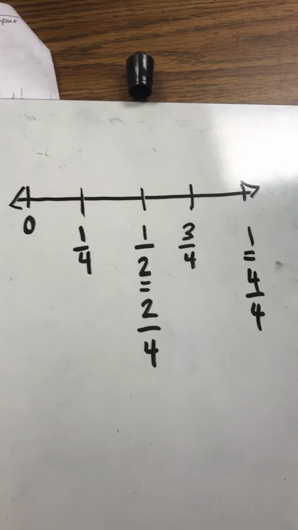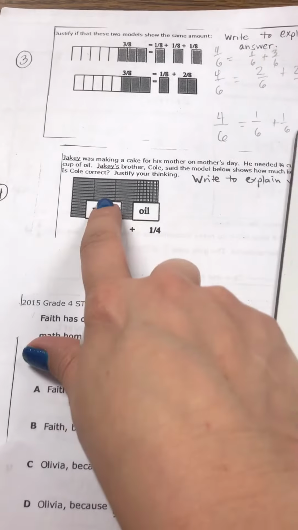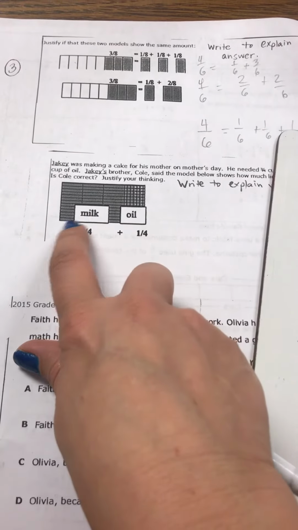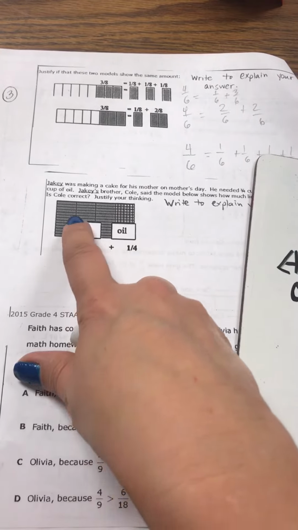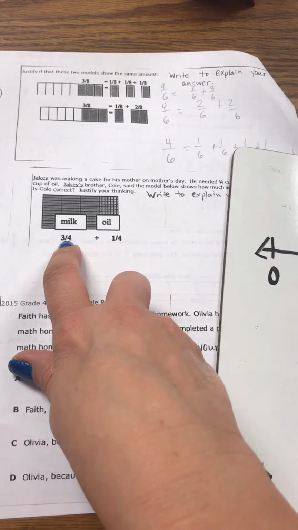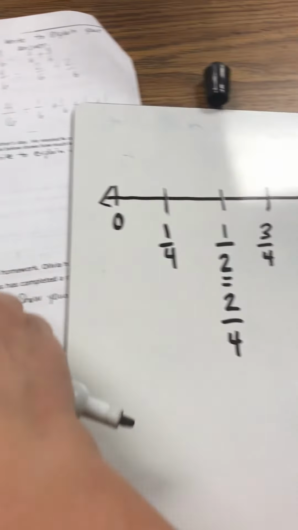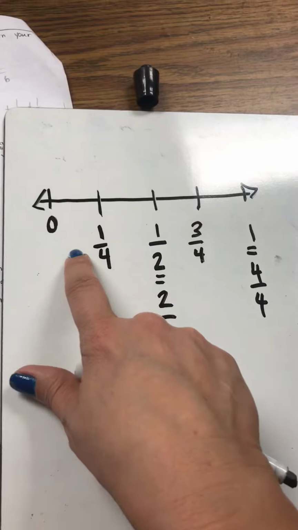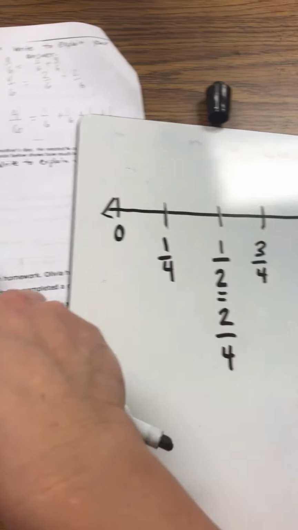So what we need to be thinking about, boys and girls, is when you're looking at this problem and trying to decide if this model is correct, you have to look at the picture of the milk and the size of the rectangle. Does that look like a good representation of what 3/4 looks like? So look at my number line. Look where 3/4 goes all the way to. And then take a look at the oil.